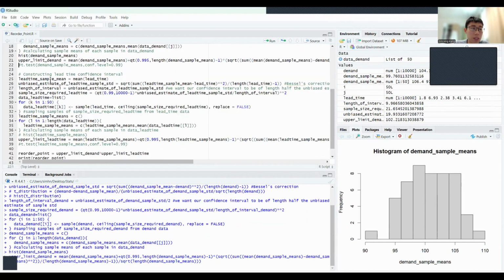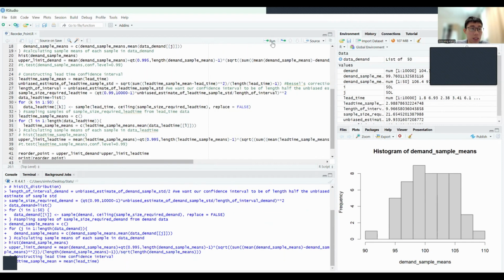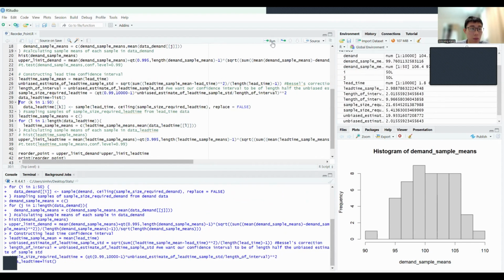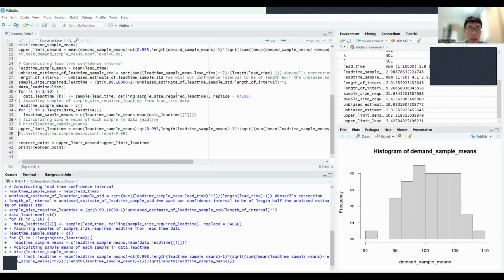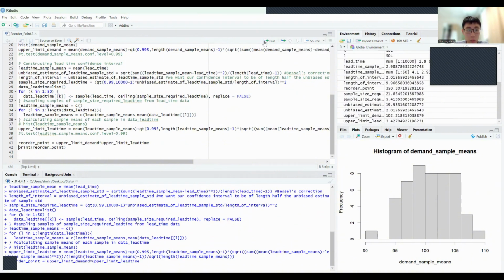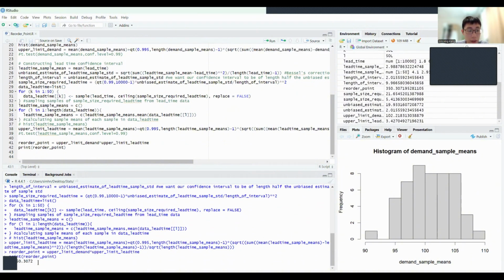And we repeat this process for the confidence interval for the lead time, and we would get this. So now we get the reorder point, which is 350.3072. And we round it up because stock does not come with decimal places. So we round it up to 351.